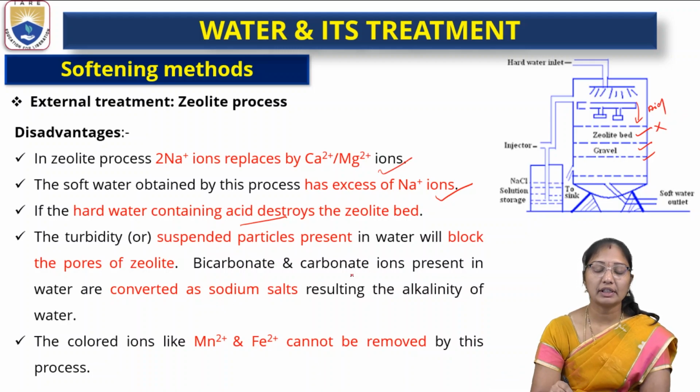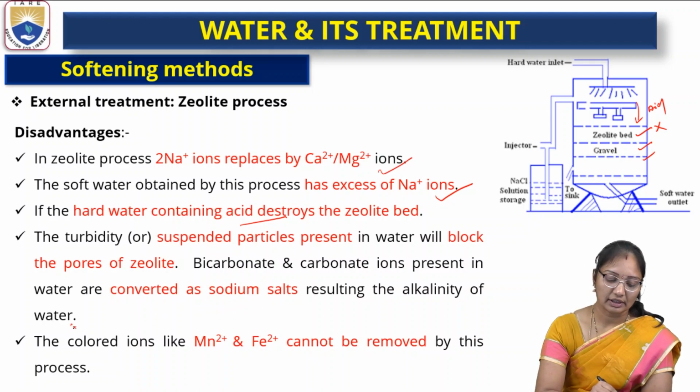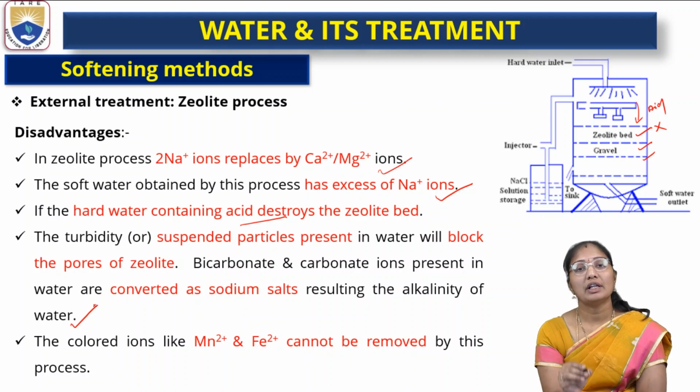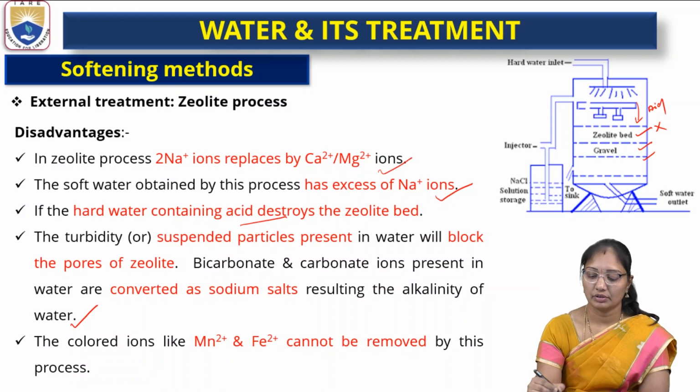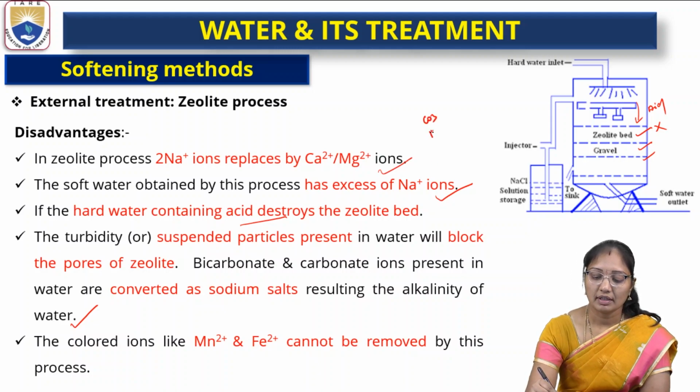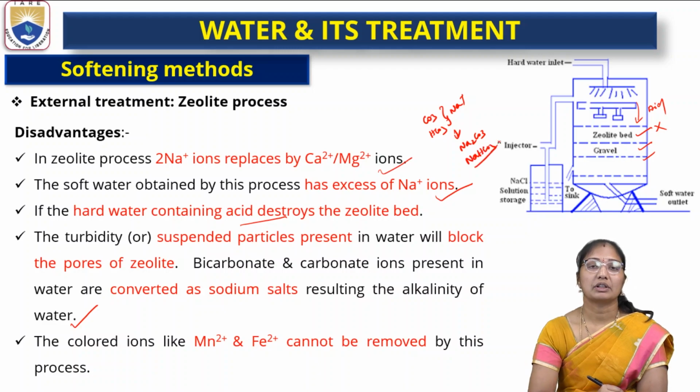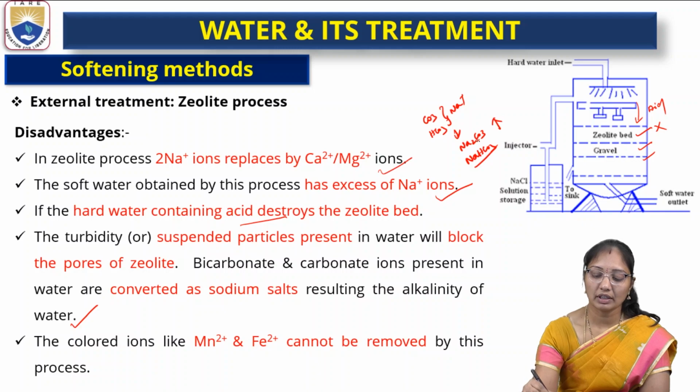So, the bicarbonate and carbonate ions present in the water are converted to sodium salts, resulting in alkalinity of the water. Here, zeolite is a sodium salt. So what happens? The carbonates and bicarbonates present in the water react with the sodium, resulting in Na2CO3, sodium carbonate, and NaHCO3, sodium bicarbonate. The presence of these two salts increases the alkalinity of the water, which is undesirable for use in industrial purposes.